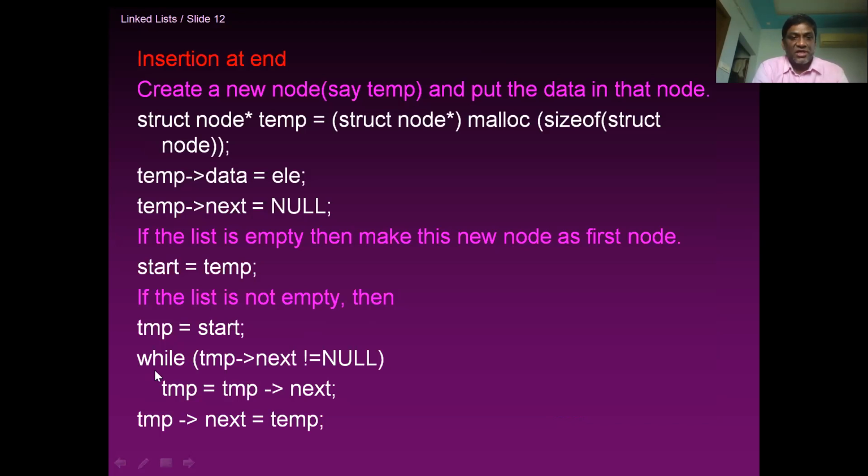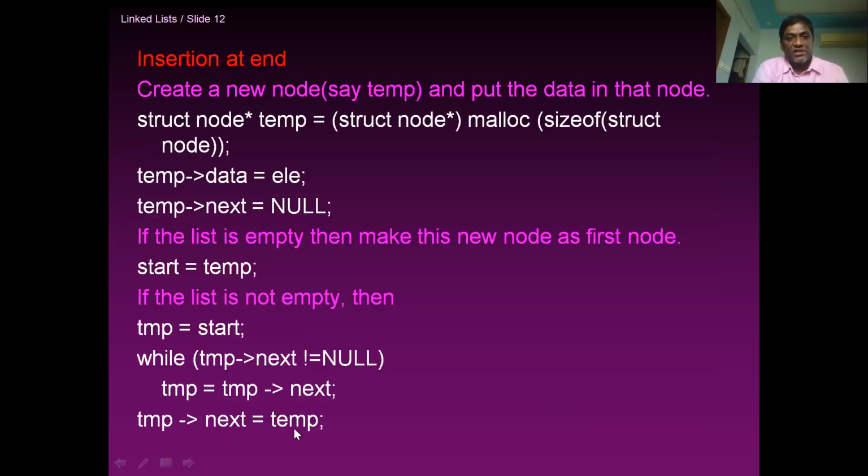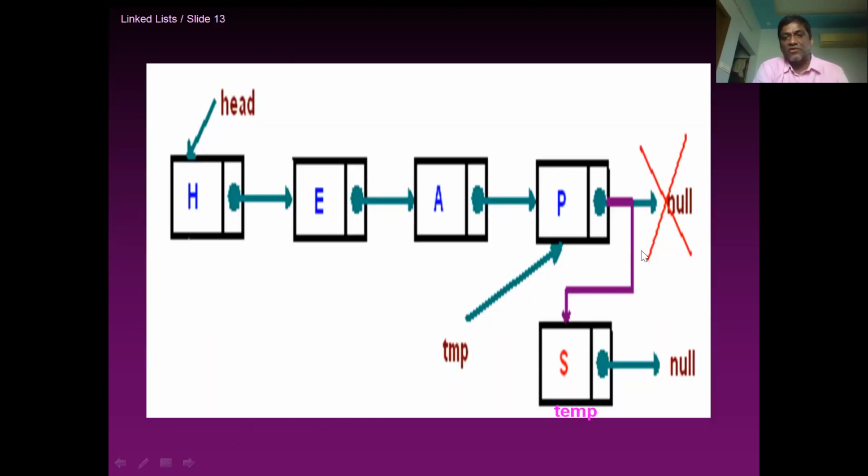So what is the next step? When this loop is completed, TMP will be pointing to the last node. What remains is that TMP next is null, and now we point this TMP next to our temp node, because temp is the new node to be inserted at the end. So let us make this the last node. TMP next is equal to temp. We attach this here. The new node is inserted as the last node of the list.